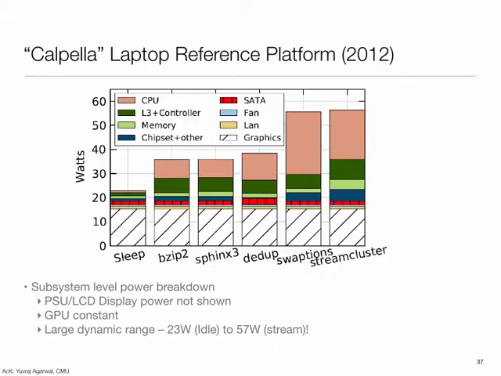When you come to a laptop class system, so this is Calpella, one of those i3 or i5 core type processors. What you see here is it running different programs as well as sleeping. One thing you would see is that there is a constant offset, a constant amount coming just because of the graphics system. The CPU part depends upon what you are actually doing. There is some amount of power being consumed by the fan, and some amount of power being consumed by the network, the LAN here.